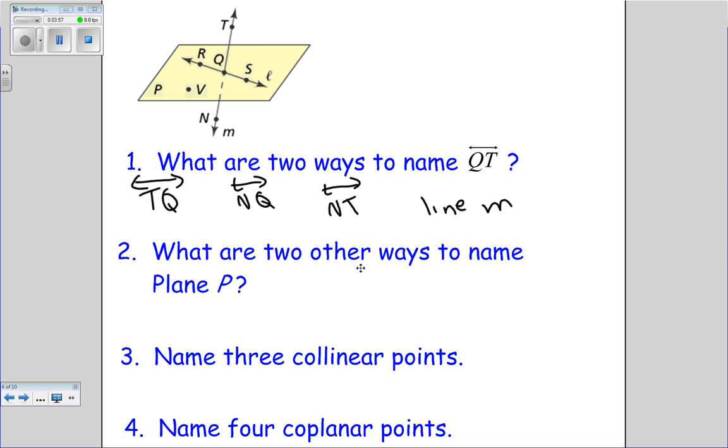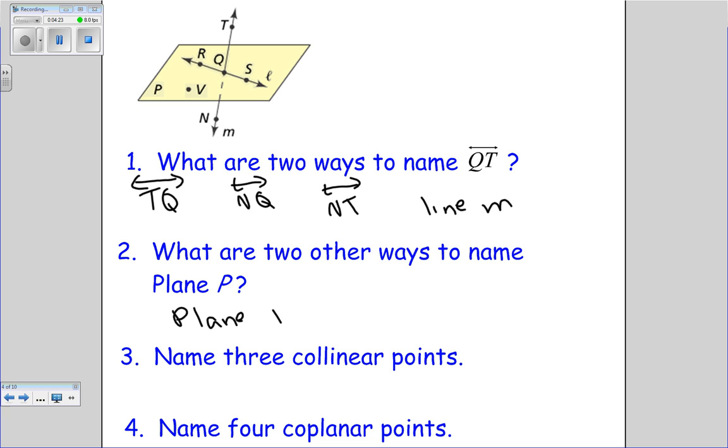What are 2 other ways to name plane P? P sitting over in the corner by itself. So I need 3 points that are not on the same line. Let's look around my plane and look for some points. How about plane R? I definitely didn't spell out the word plane. P-L-A-N-E.